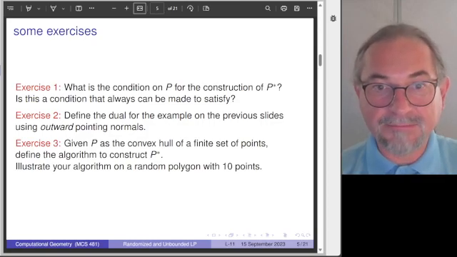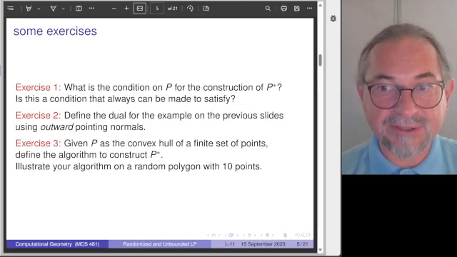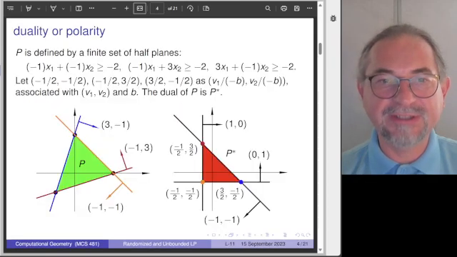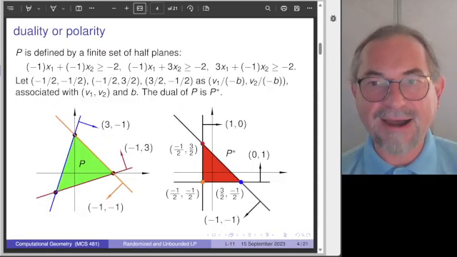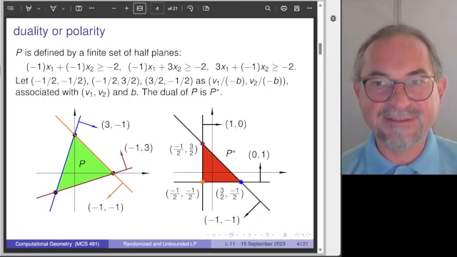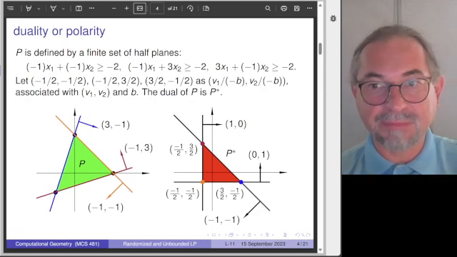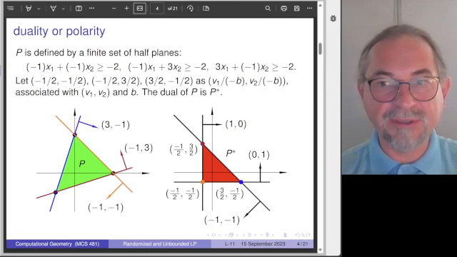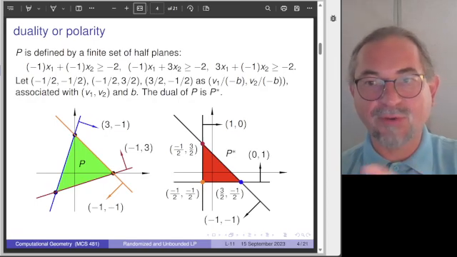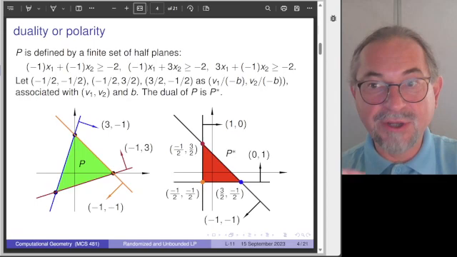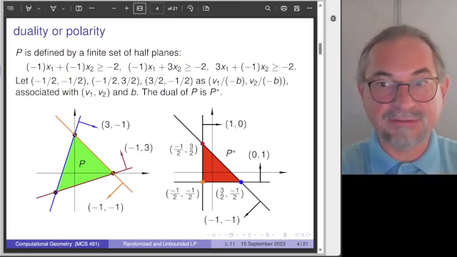Okay, the exercises are important because the notion of duality is an important concept. This also explains why you typically have the convex hull only in one direction. Because with the notion of duality, you can actually solve the other problem as well. So you can go from right to left.